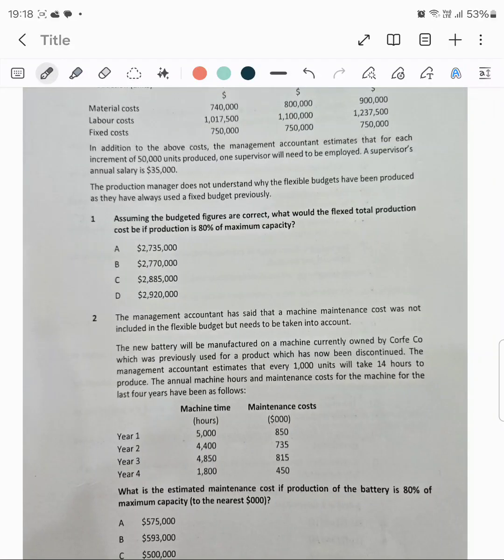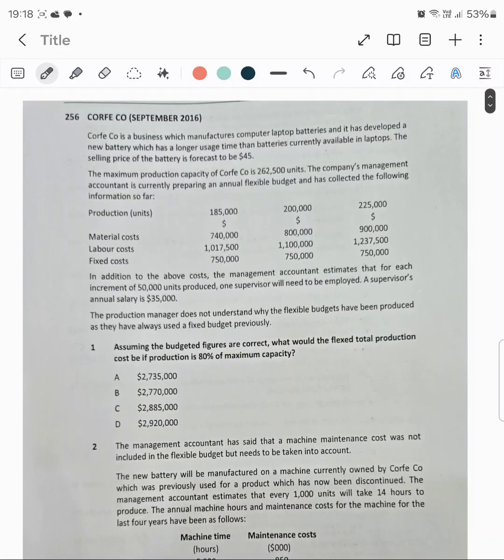The production manager does not understand why the flexible budgets have been produced, as they have always used fixed budget previously. So assuming the budgeted figures are correct, what would the flexed total production cost be if production is 80% of maximum capacity? All right, this is quite simple.